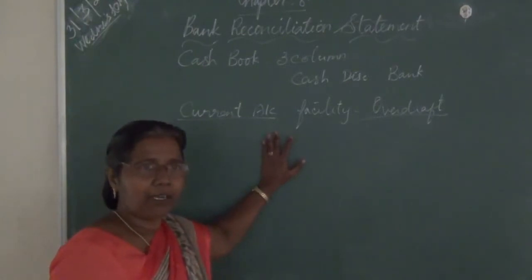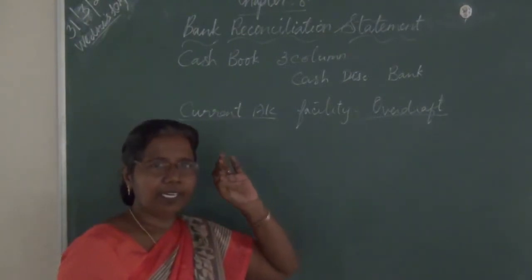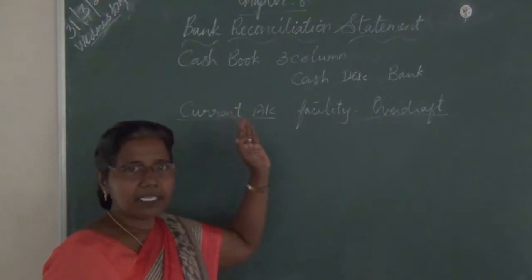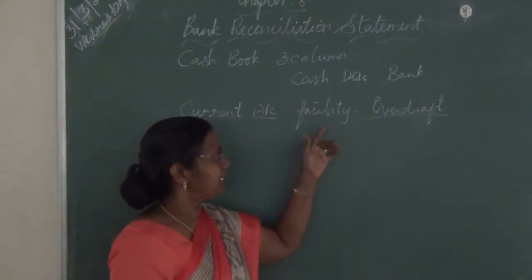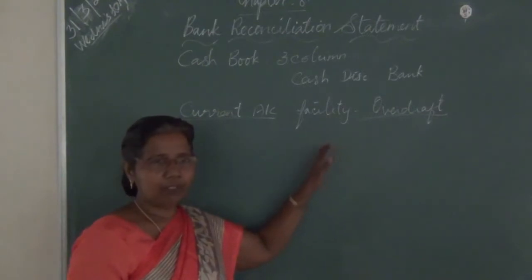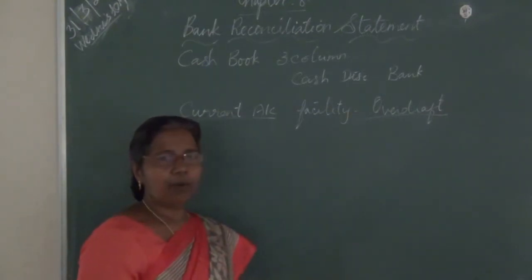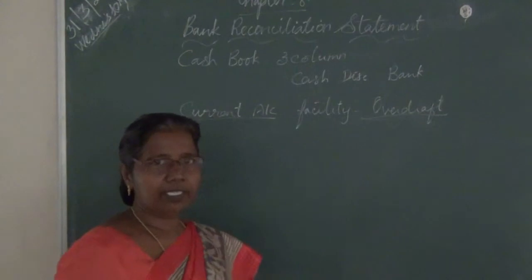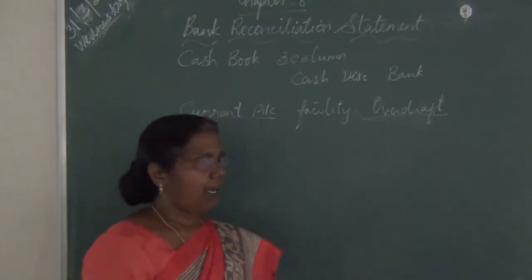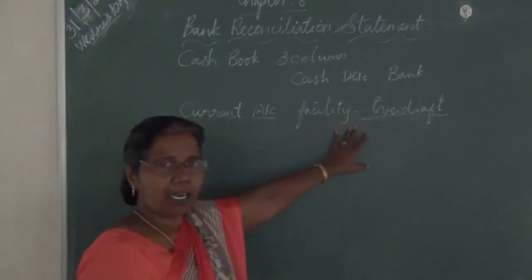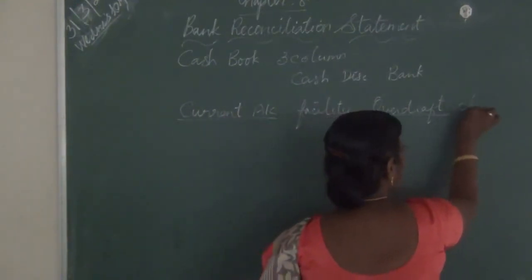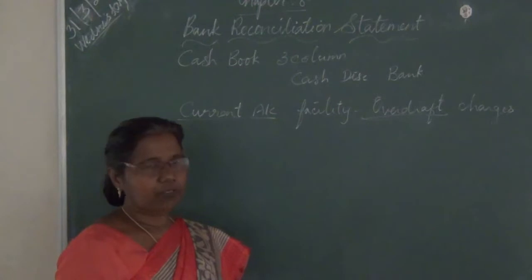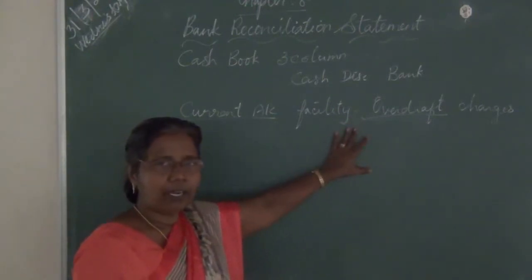But in an ordinary bank account we can withdraw only what we have in our bank account, isn't it? But the current account people, for example the business people, can withdraw money that is not available in the bank. So they can withdraw money over the credit balance that is available in their account. That is called overdraft. For that they may charge some amount, the bank overdraft charges, like interest. Interest will be charged for that overdrawn amount.